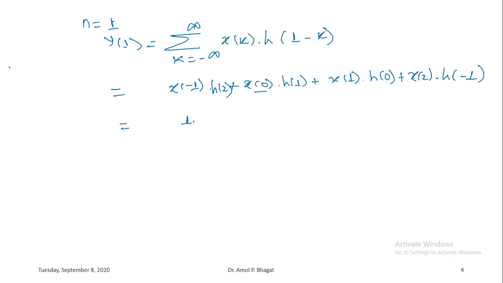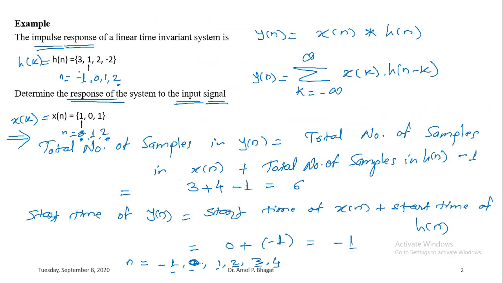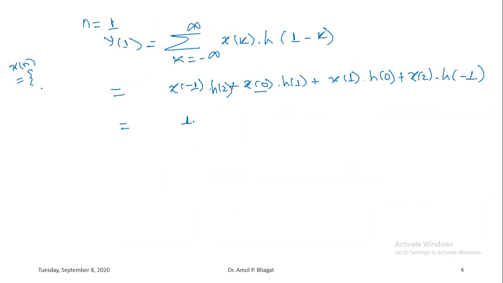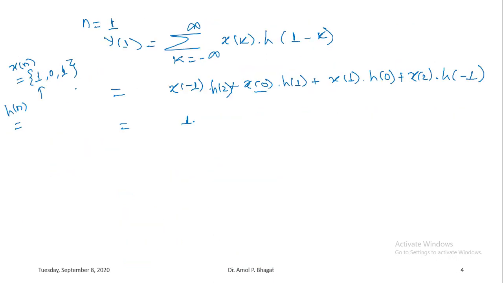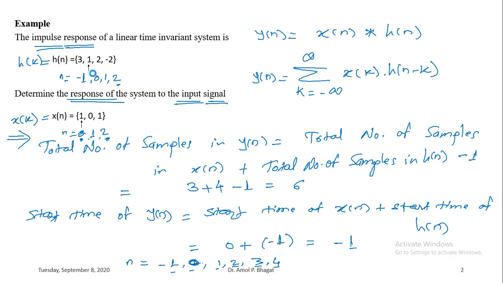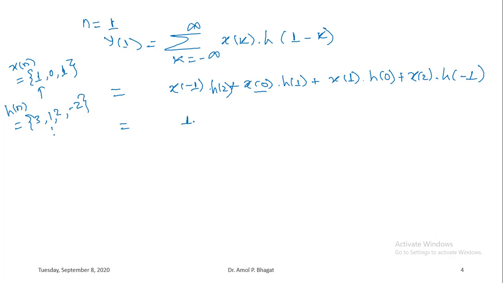I will write these sequences here for your understanding. So x of n is the sequence 1 0 1, where 1 is at the origin. And h of n is 3 1 2 minus 2, with the origin at 1.